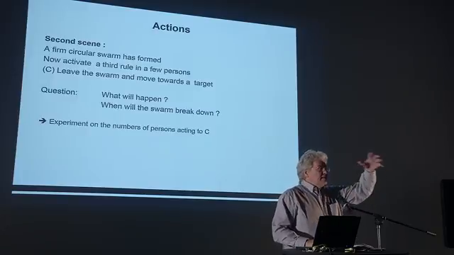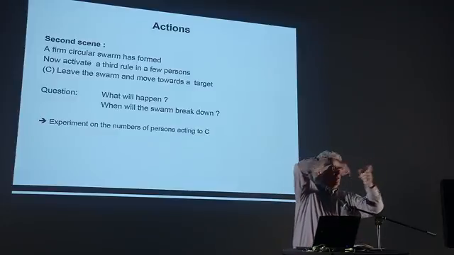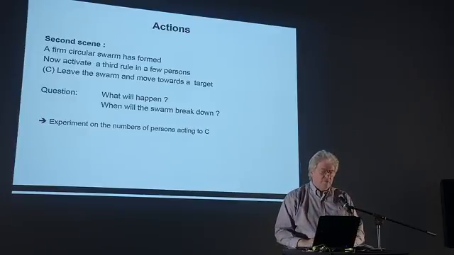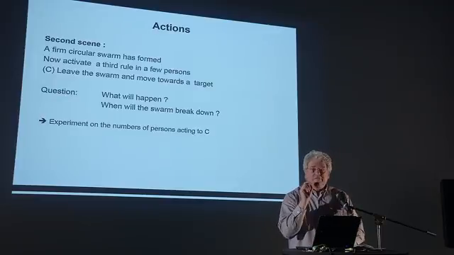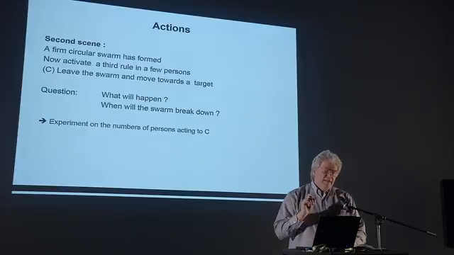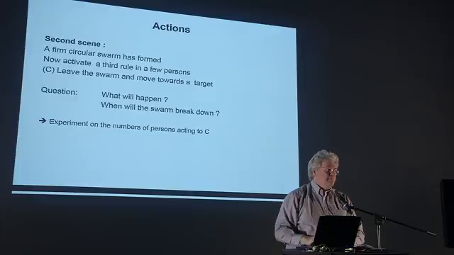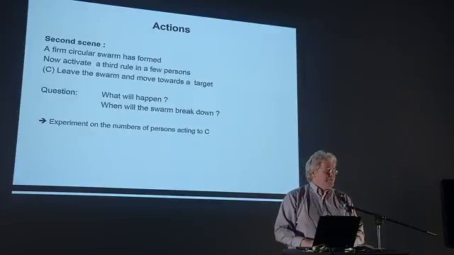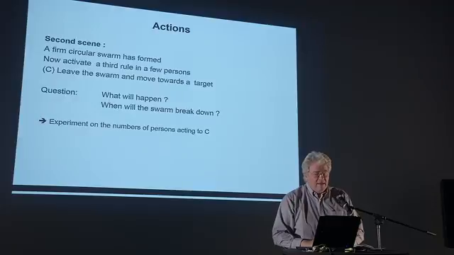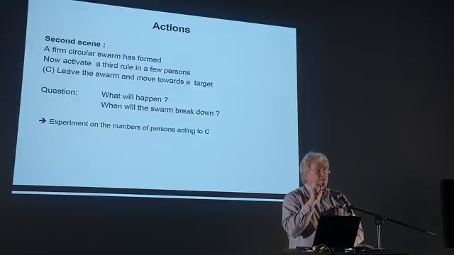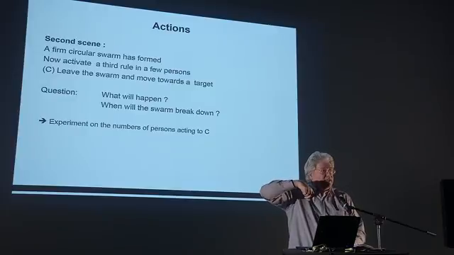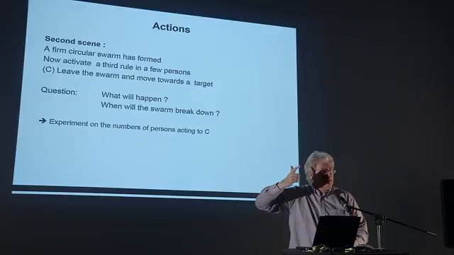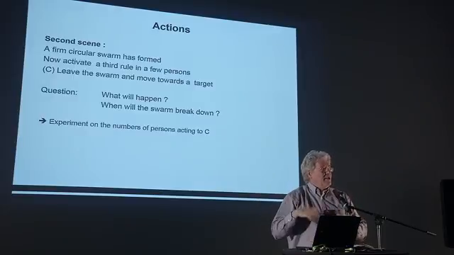Now, let's say such a circle has formed, and it's working. It's going round and round, and then you can introduce another intervention. Now you activate a third rule, which only a few persons have. This would, for instance, say, leave the swarm and move towards the exit. What is going to happen? Well, something to experiment on. The question is, under which conditions will the circulating swarm break down? Is one person exiting enough? How many? In which kind of orchestration would they have to leave to break it apart?